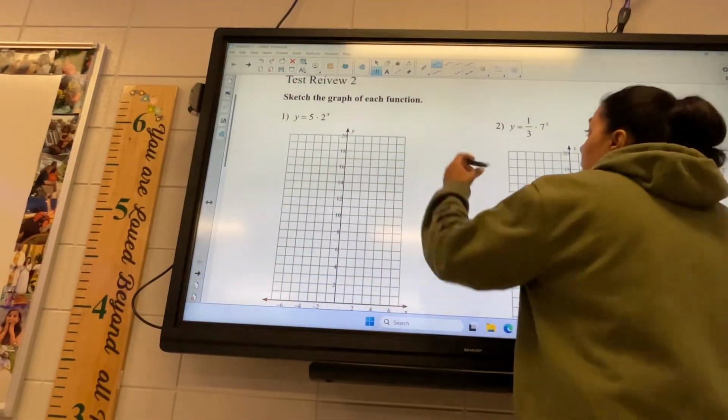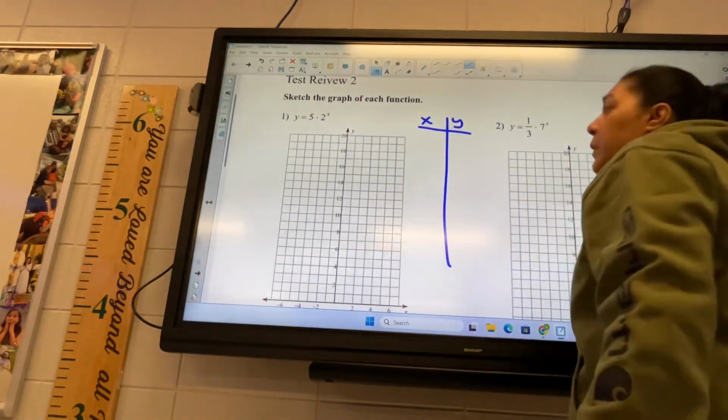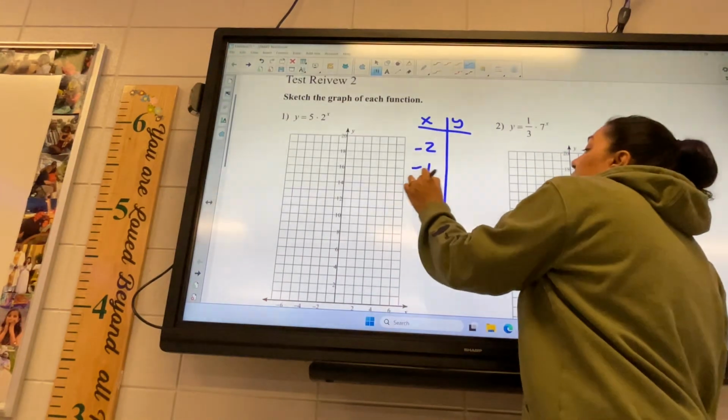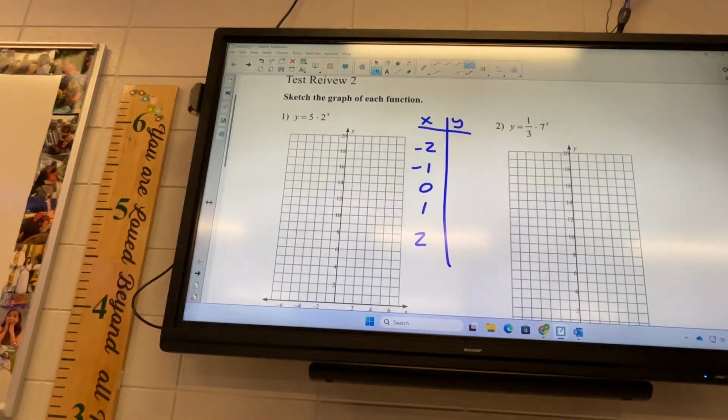Okay, these first two, we're going to go ahead and draw our XY chart. And what numbers do we put on there? Yep, so -2, -1, 0, 1, and 2. Okay, and then you're going to turn your calculator on and type 5 times 2 with the exponent. And in the exponent, you're going to say -2. -2 and hit equals.